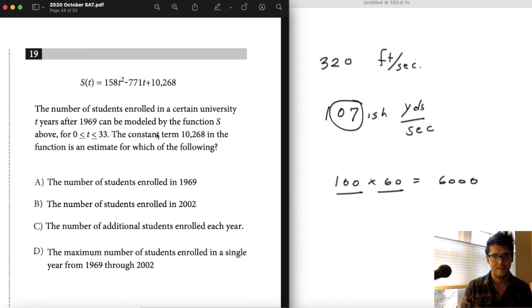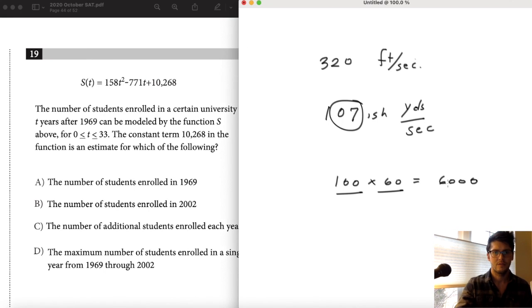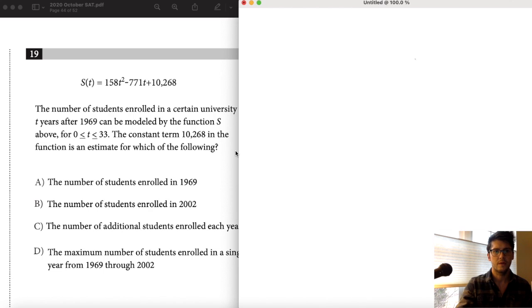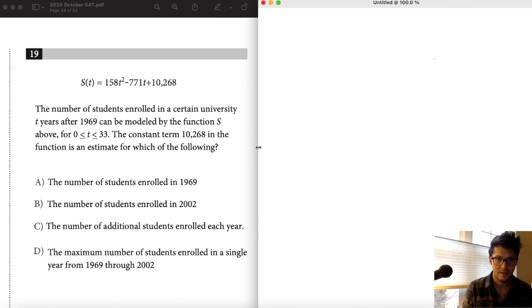Okay. Number 19. This question is an interpreting equations question. They say, what is this term 10,268? I mean, start with, this is the wise ass answer question. This is on every single test. Sorry if that's too much of a cuss word for you, but the wise ass answer. By that I mean to say, start by being like, look, it's the y-intercept, right? It's always in that place, right? When t equals 0, we get s equals 10,268.